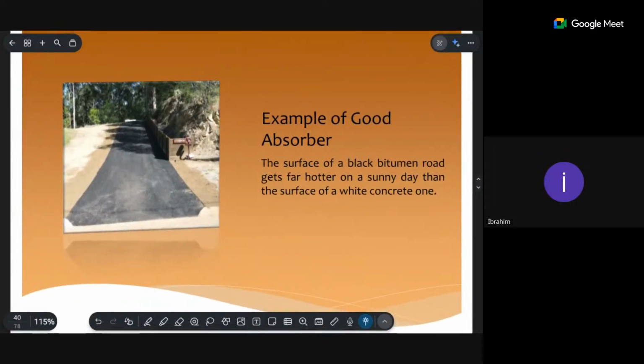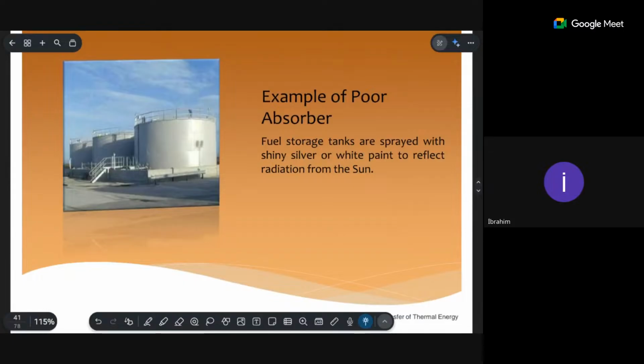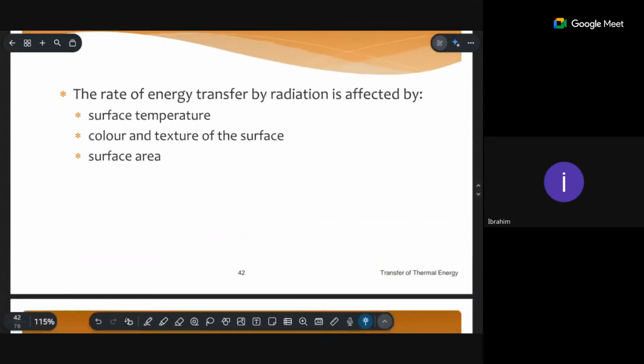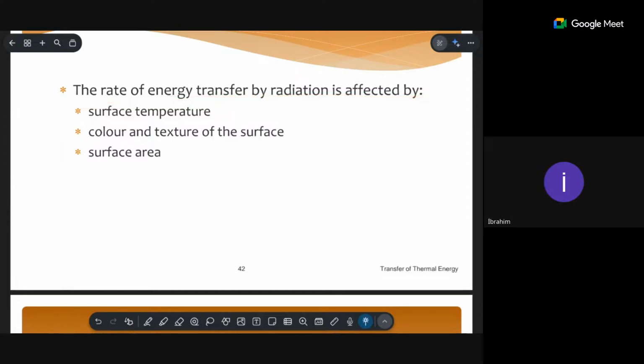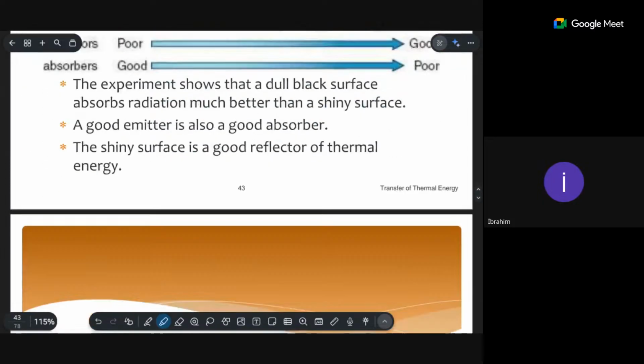Examples of good absorbers: naphtha, or asbestos, or bitumen, which we place on the roads. That is the best absorber. Then examples of poor absorbers are silvery polished or white colors. Where the sun radiation rate is higher, fuel storage tanks are sprayed with shiny silver paint to reflect the radiations from the sun, so that the temperature should not rise and they should not be harmful. The rate of energy transfer by radiation is affected by three factors: the surface temperature, color and texture, and surface area. So these are the three factors which affect your radiations, right?